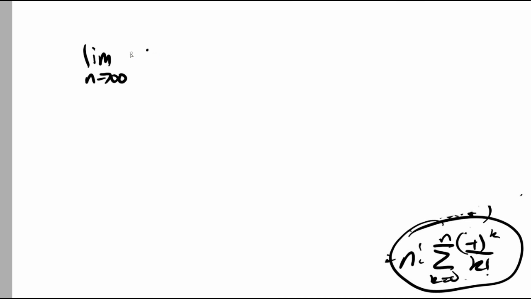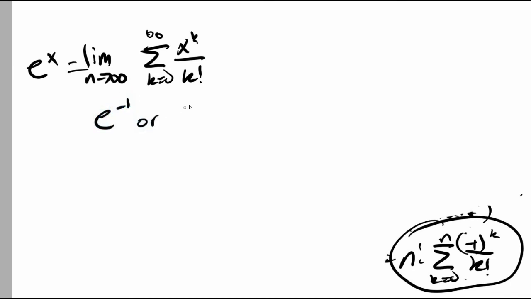But e to the x is equal to the sum from k equals 0 to infinity of x to the k over k factorial. Sorry, I made a mistake there. And so e to the negative 1, or 1 over e, is equal to the sum of negative 1 to the k over k factorial.